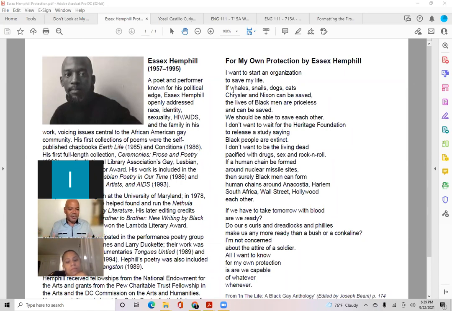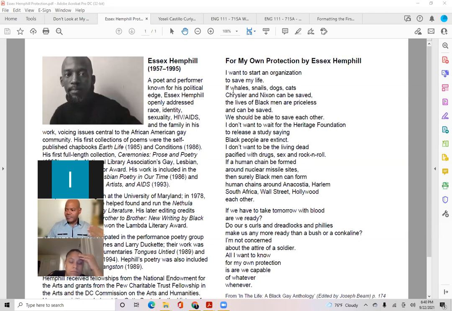Like the second part, do we have what it takes to take tomorrow with blood? Are we ready? Do our S curls as a hairstyle, dreadlocks and fillies make us more ready than a bush or a conch line, right? So he's playing with the idea of bush and conch line. But the idea is, what is it that we have, right? And what do we focus on as a society? In a way, I look at myself, like, what were the things that I was doing when I was growing up? What are the things that we do as we grow up? What are the things that we value, right?